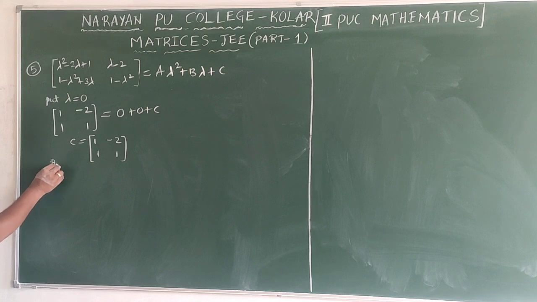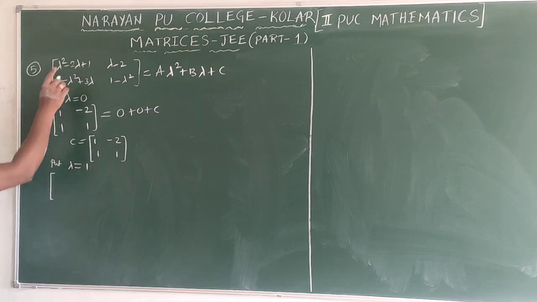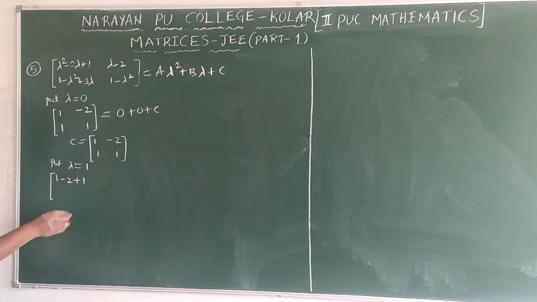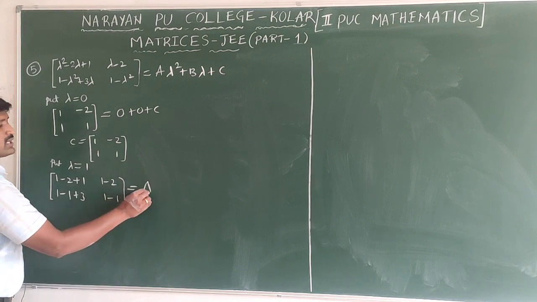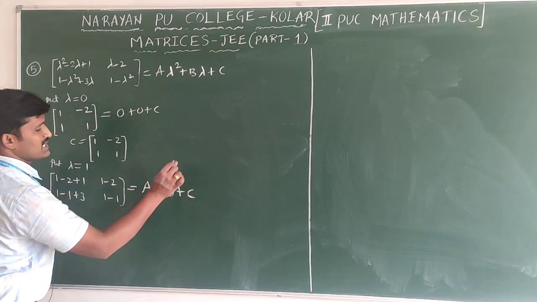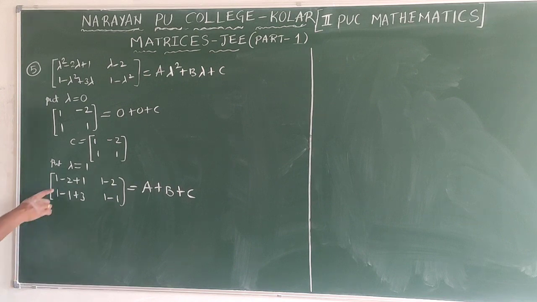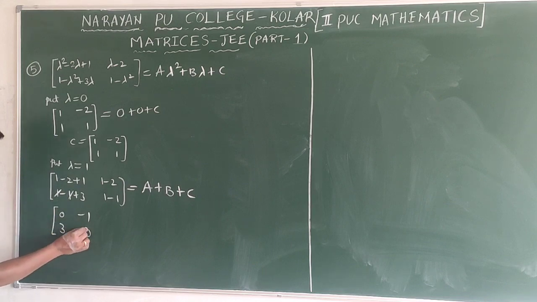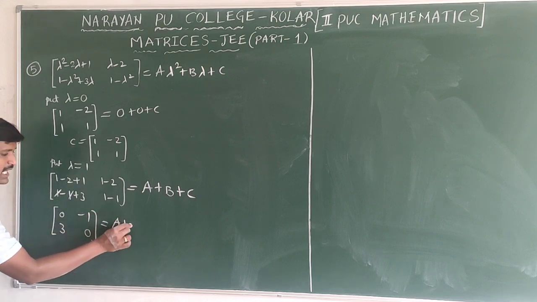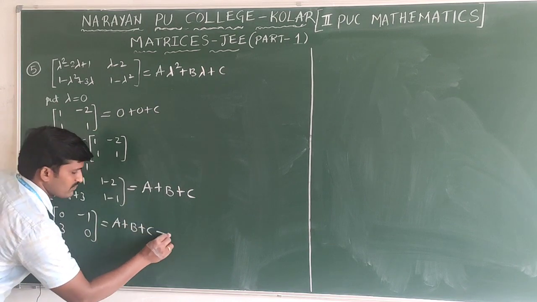Next, I will substitute lambda is 1. What will you get here? 1 minus 2 plus 1, 1 minus 2, 1 minus 1 plus 3, 1 minus 1 equal to A plus B plus C. Now here 1 plus 1, 2; 2 minus 2, 0; 1 minus 2 minus 1; 1 minus 1 gets cancelled, 3 and 0. Here A plus B plus C.